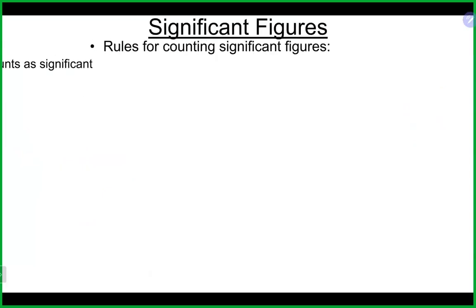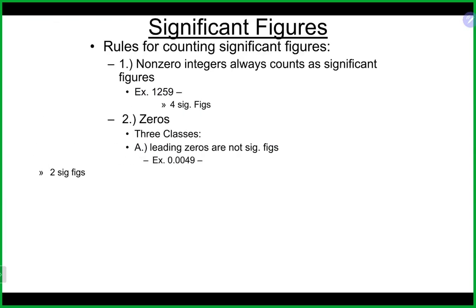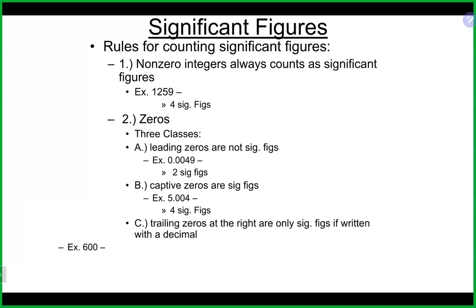So since we've talked about what significant figures are, let's talk about the rules for counting significant figures and how we know what's a significant figure and what's not. All right, so let's start with non-zeros. Non-zeros are pretty simple. They are always significant.